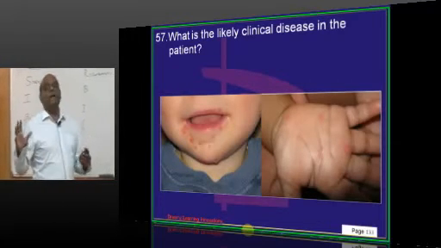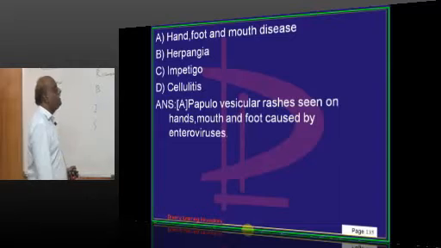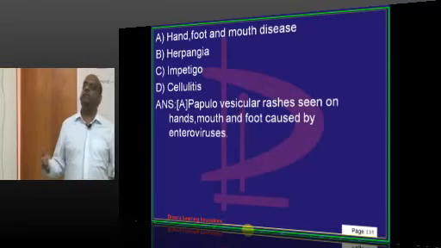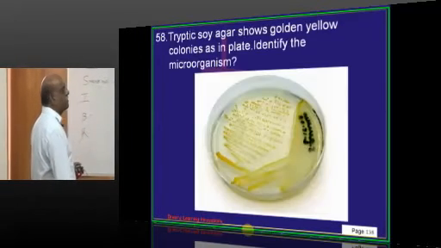What is a likely clinical disease in this patient? So basically it is a papulovesicular rash on the hand, foot and mouth, which is basically caused by enterovirus.